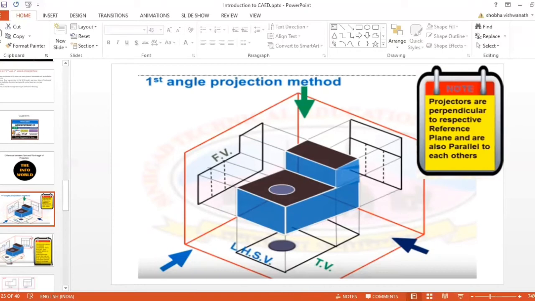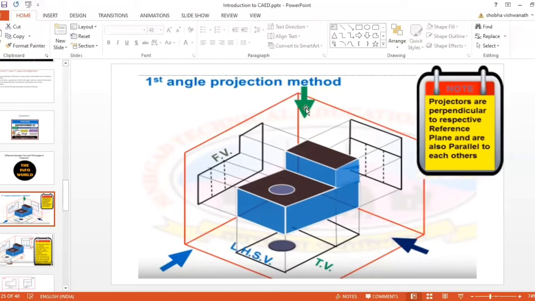When you draw the front view, this will be the object. When you see it from the front side, you do the imagination in three dimensions. Observe the object from the front side. You can see the front view like this L shape. This portion you can observe from the front side, and you project it onto the vertical plane. This is the shape you observe when you see this object.